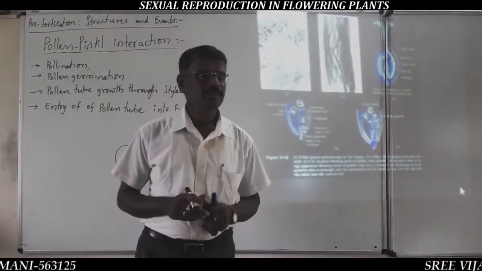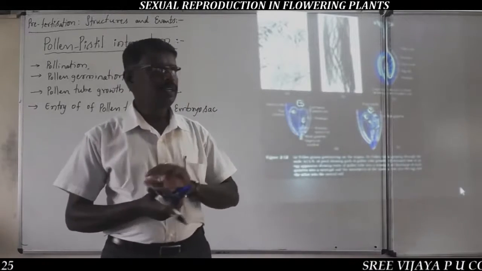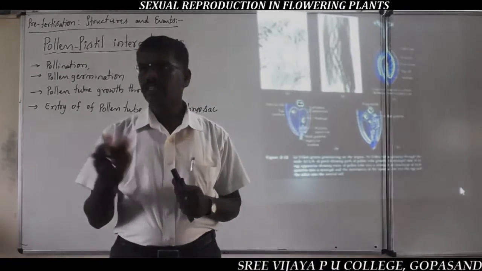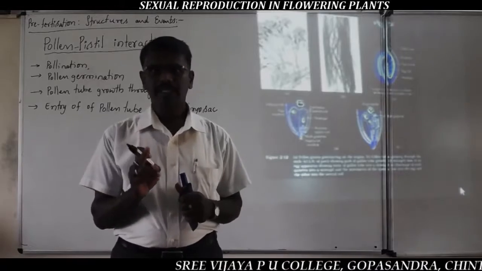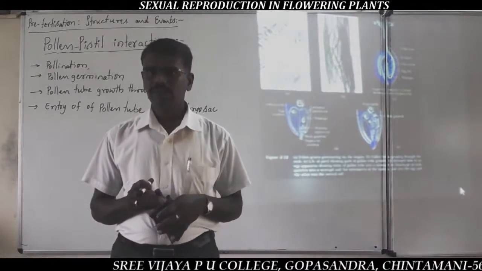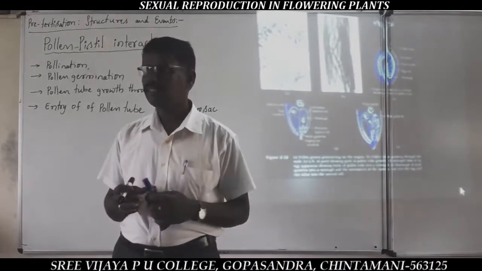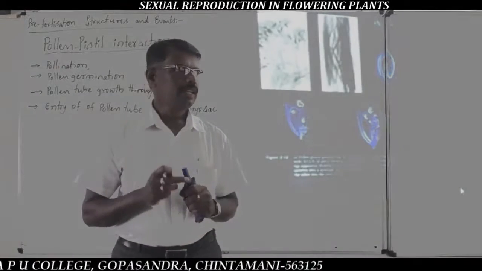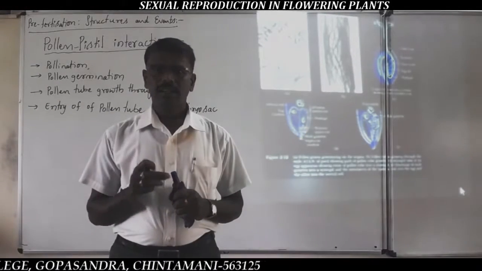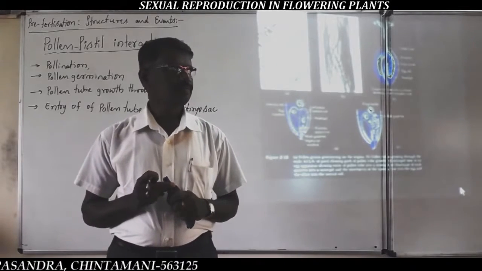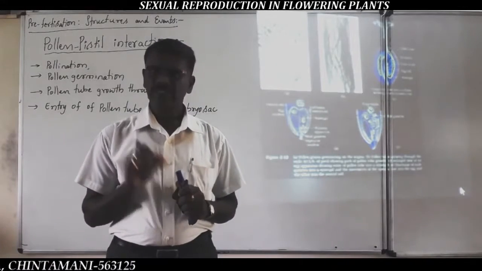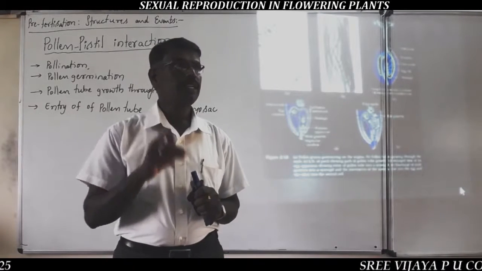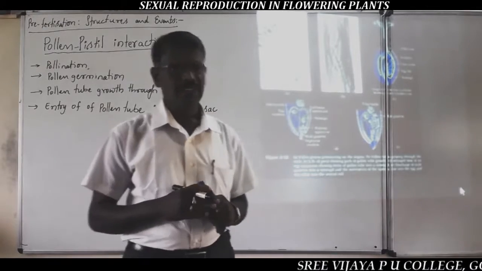In the previous class, we discussed outbreeding devices. Outbreeding devices encourage cross-pollination and prevent self-pollination. The five outbreeding devices we studied in the last class are unisexuality or monocliny, heterostyly, herkogamy, and self-incompatibility.